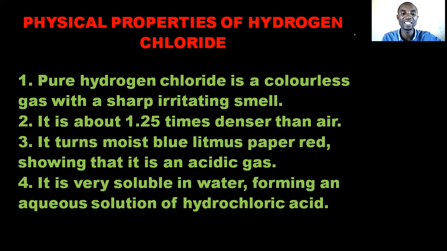Number two is that it is about 1.25 times denser than air, meaning that it's heavier and denser than air. Number three is that it turns moist blue litmus paper red, showing that it's an acidic gas. Remember that we said that when it dissolves in water, it turns to hydrochloric acid. So it has acidic character when it comes in contact with a moist litmus paper.